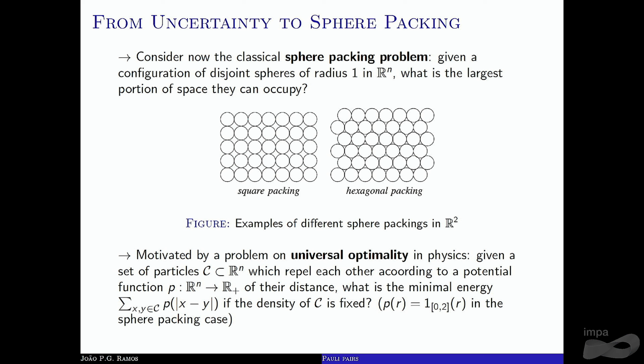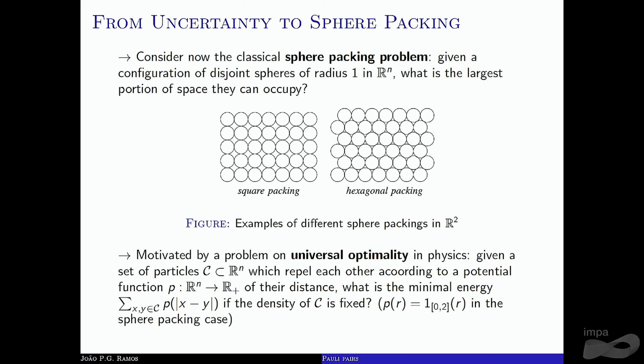And this is exactly the formulation of the problem that we're going to be interested in here. For instance, in dimension 2, two possible packings that you could choose for your task of maximizing the area covered are these. This is the square packing, which is associated to the integer lattice in R2. And this is the hexagonal packing, which is associated to a different lattice, also in R2.